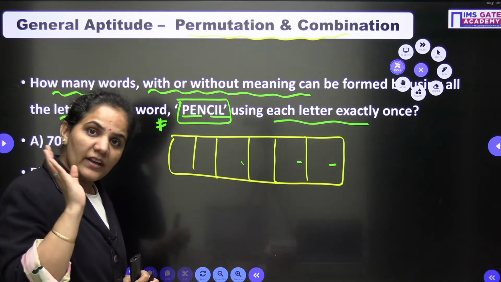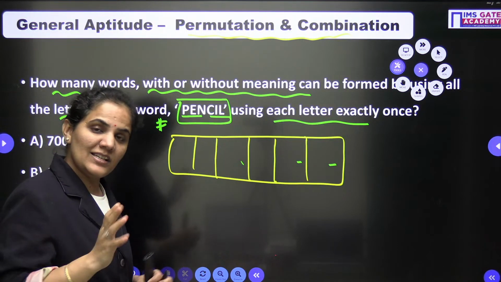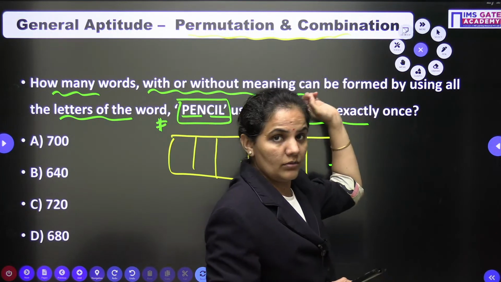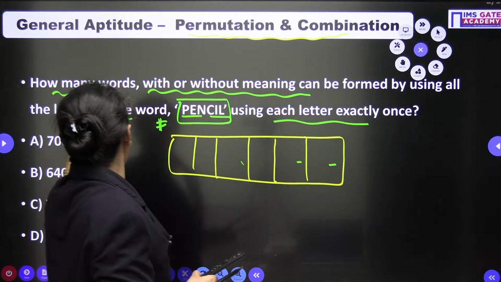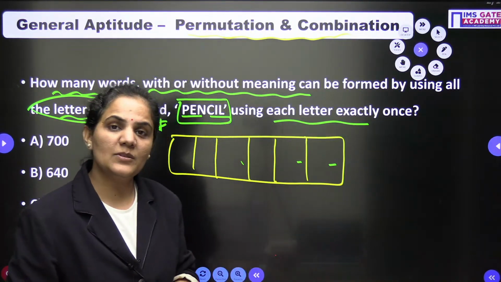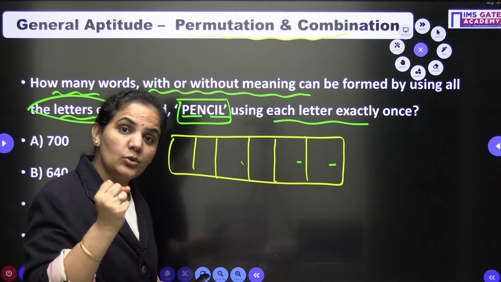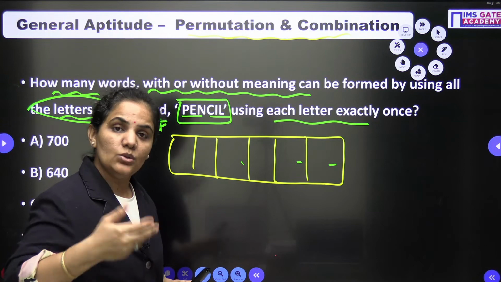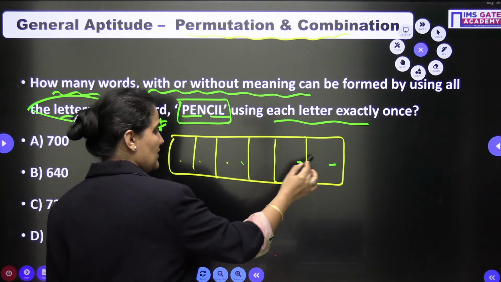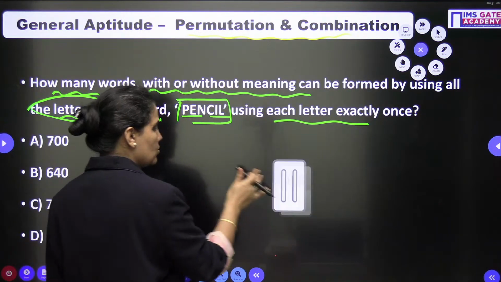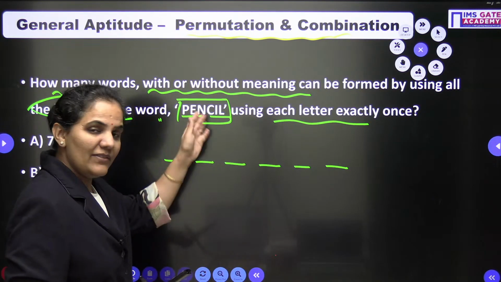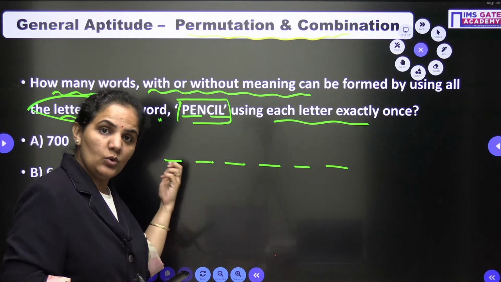So if I need to arrange these 6 letters at the 6 places, because it is mentioned now how many words with or without meaning formed by using all the letters. It is clearly mentioned all the letters. So all the letters means if there are 6 letters, we need to take all the 6 letters to make the new word. So here 1, 2, 3, 4, 5, 6 places are there. So we are having 6 places, we are having 6 letters. So 6 places we need to arrange with the 6 letters.